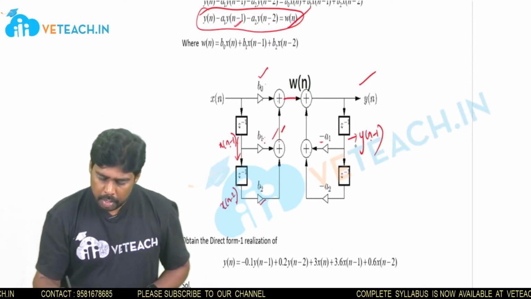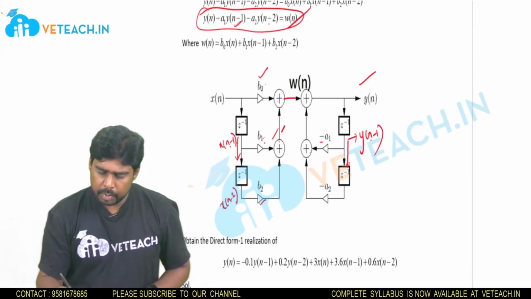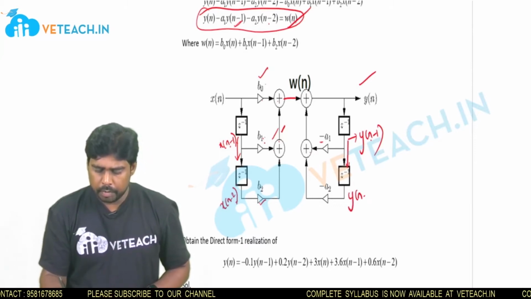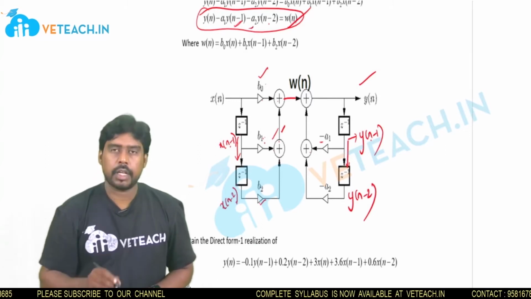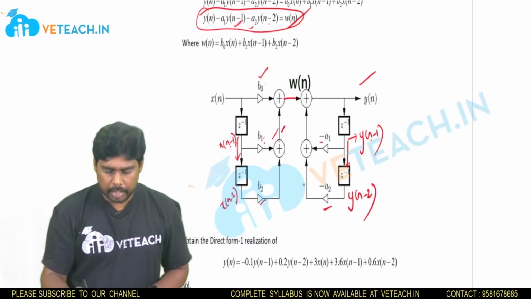Then y of n minus 2. Give this y of n minus 1 to this block. You will get y of n minus 2. And this y of n minus 2 is multiplied with minus a2. Multiply with that and give to this.